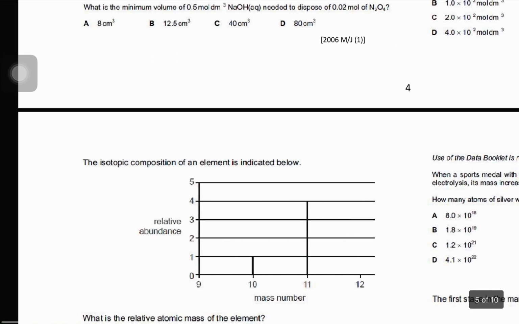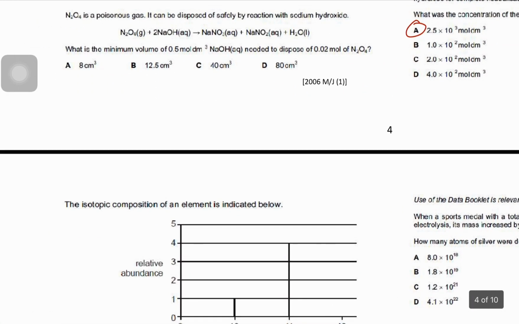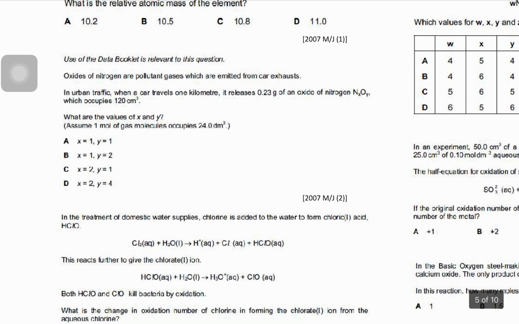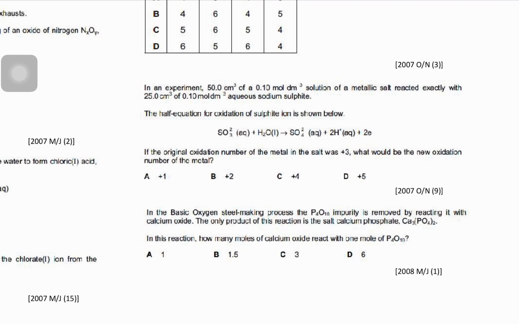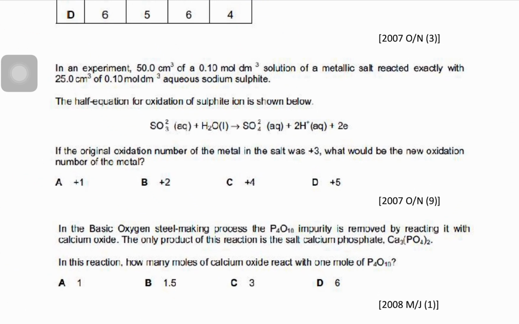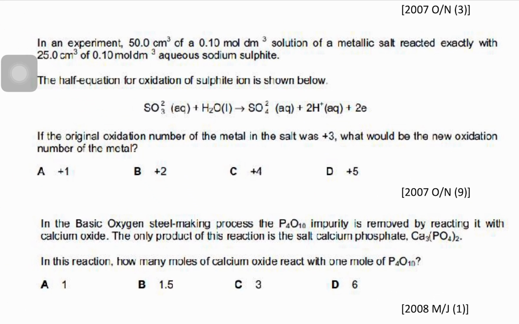Let's look at more questions. I really like this question also. In an experiment, 50 cm³ of 0.10 mole per dm³ solution of a metallic salt reacted exactly with 25 cm³ of 0.10 mole per dm³ aqueous sodium sulfite.